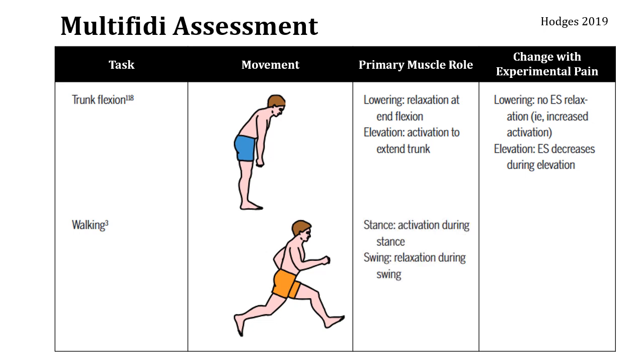Significantly, also in walking, with stance, there should be an activation during the stance limb, and then a relaxation during swing. However, this is altered, again, in the presence of pain or nociception, where the erector spinae on the stance limb are decreased, and then with swing, there's an increase. So there's an altered coordination around the multifidi and the erector spinae that are stabilizing the spine during your gait, particularly in the presence of pain or those with chronic low back pain.